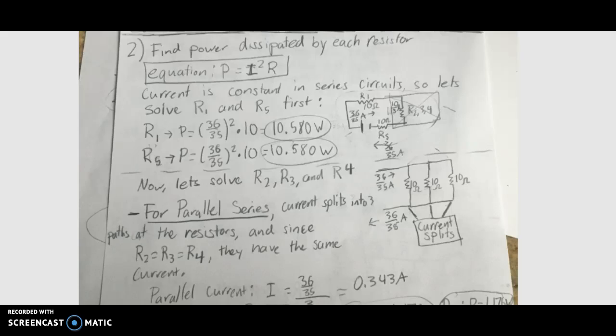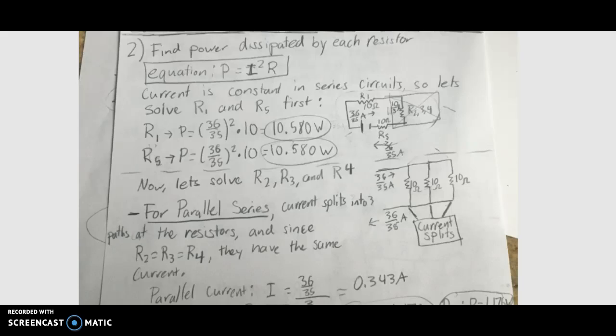But so R1, just using math, P equals 36 over 35 squared times 10 equals 10.58. You're going to have the same with R5 because you have the same current and the same resistance. But now let's look at the parallel section, because this is where it gets a little tricky and a little different.